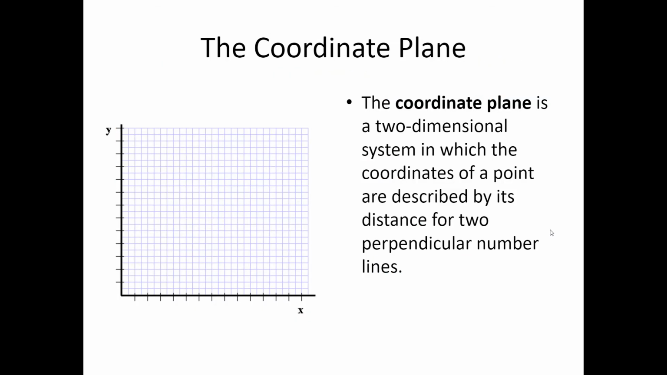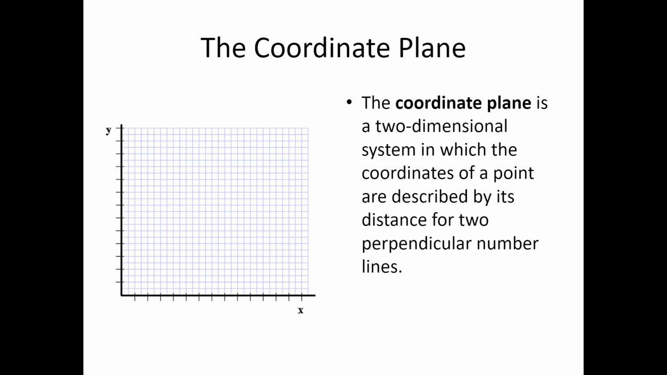Little fifth graders, we're going to be learning about the coordinate plane this week. This is something you should be familiar with from fourth grade. The coordinate plane is a two-dimensional system in which the coordinates of a point are described by its distance from two perpendicular number lines. I'm not going to make you memorize that definition, but listen very carefully and I'll give you an easier definition to remember that you will need to know for your test.